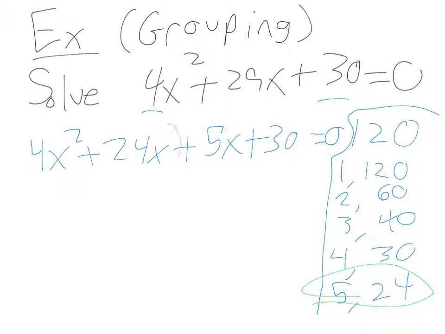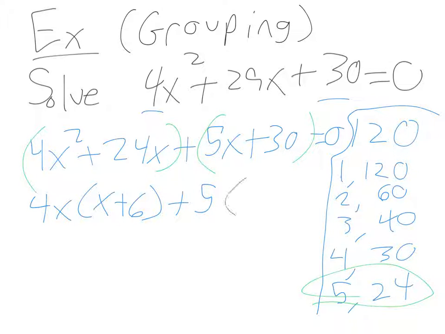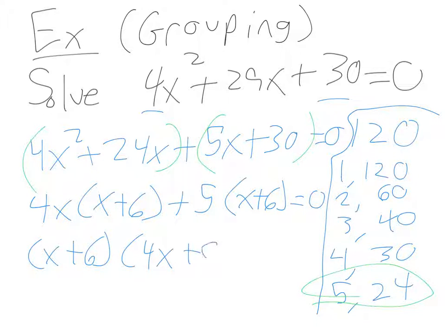Now for the first two terms, after you group them together, you notice they both have a 4 in common, they both have an x in common, so if you factor out a 4x, you're left with x plus 6. And for the second two terms, they both have a 5 in common, so if you factor out a 5, you still have x plus 6. So now if you factor out the x plus 6, you're left with 4x for the first term and 5 for the second term.